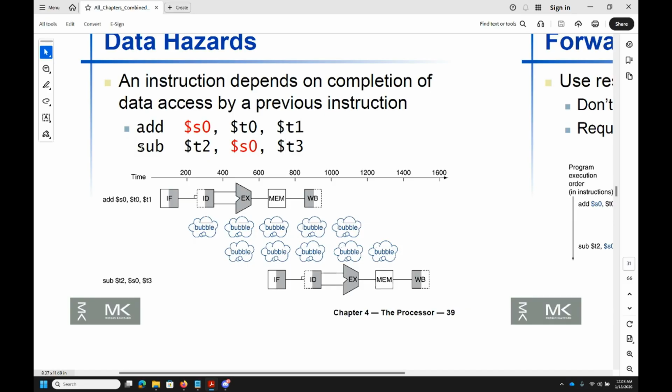So basically, here you can't parallelize these instructions, in the sense that you cannot execute them in parallel. The add has to execute before the subtract. Otherwise, the value will be wrong.